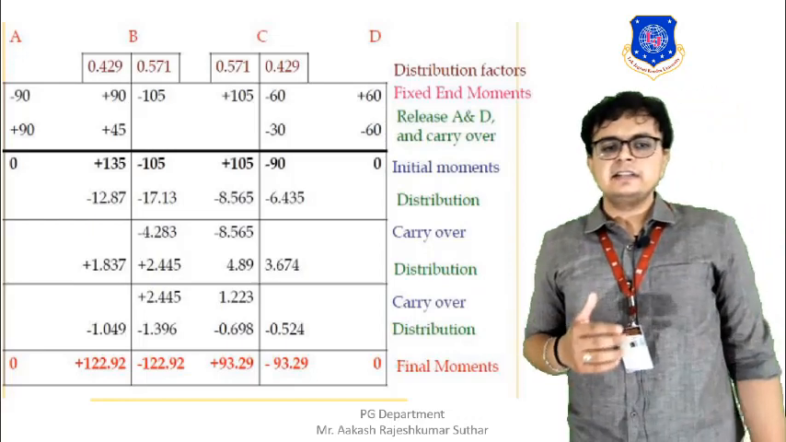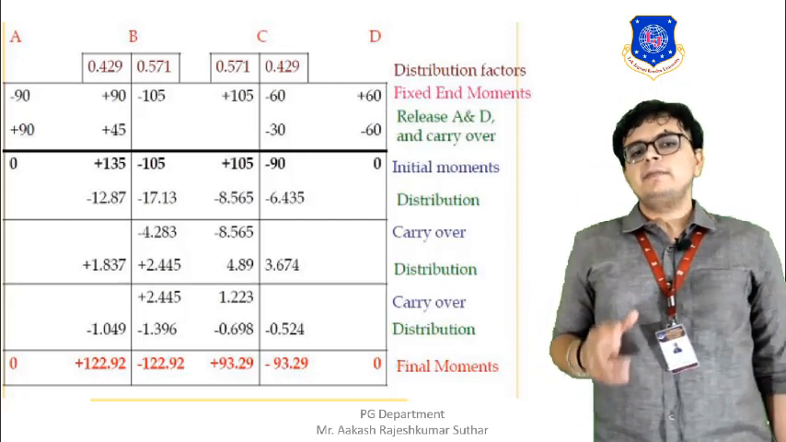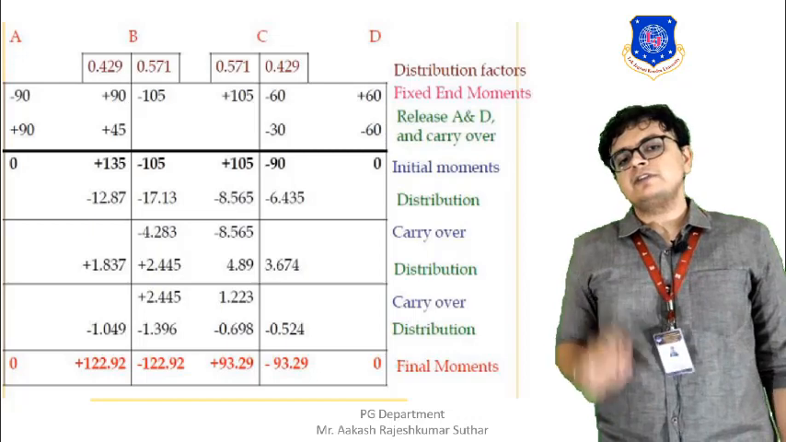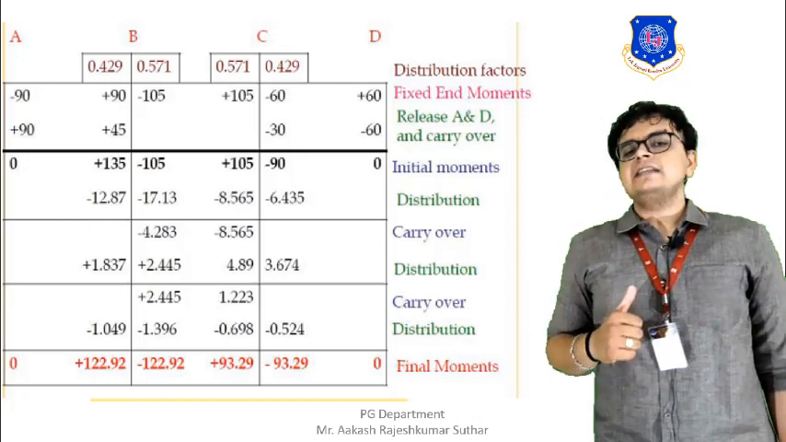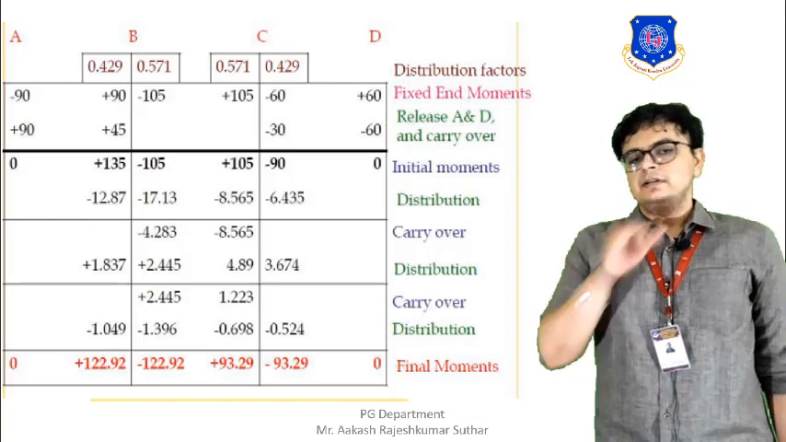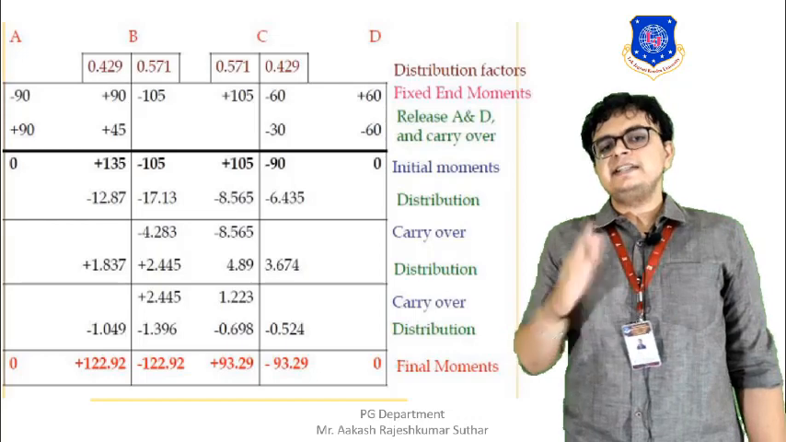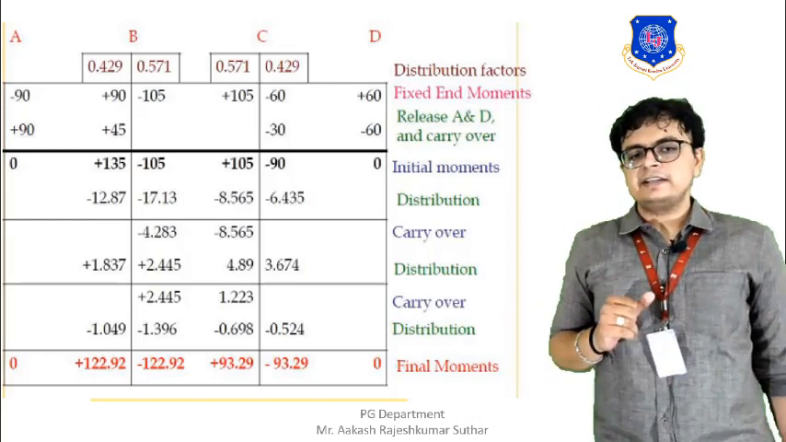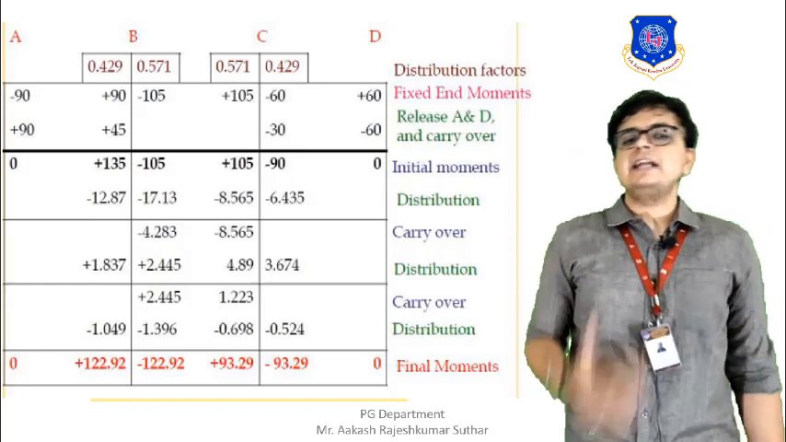Similarly at this C joint also, we have to add the moments at the joint, that is plus 105 minus 90, so we are getting plus 15 difference between both the members, CB and CD. So we have to multiply it with the distribution factor.